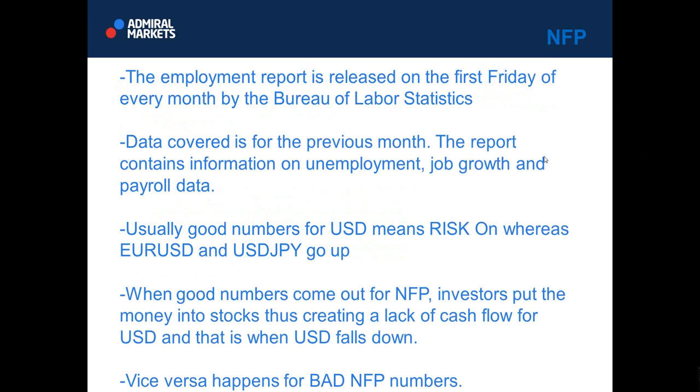Also, we need to know that the employment report is released on the very first Friday of every month by the Bureau of Labor Statistics. So it is released on the first Friday of every month. On special occasions, there can be slight delays, but usually there are none of those delays, and this is the correct date, every first Friday of every month.